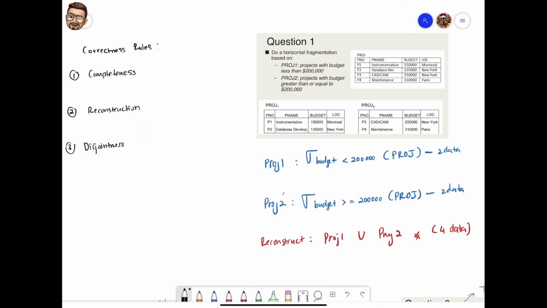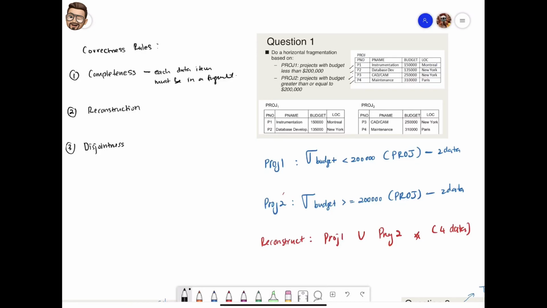Okay, so the first correctness rule that we have is completeness. What does it mean by completeness here? Each data item must be in a fragment. Okay, each data item must be in a fragment. So if you take a look, we have 4 different data over P1, P2, P3, and P4. And each and every data must have their own fragment.